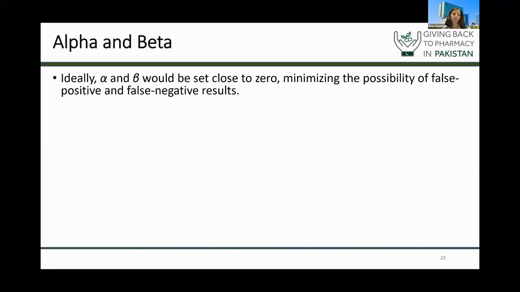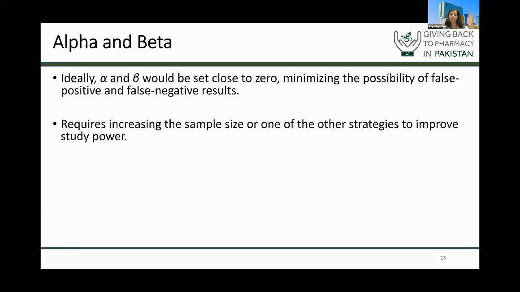Ideally, you want alpha and beta to be as close as possible to 0, minimizing the possibility of false positive and false negative, but you want those balanced as well. Generally, and those are arbitrary numbers, most studies do set alpha, or the p-value, to be less than 0.05, or they accept a 5% chance of error by chance.